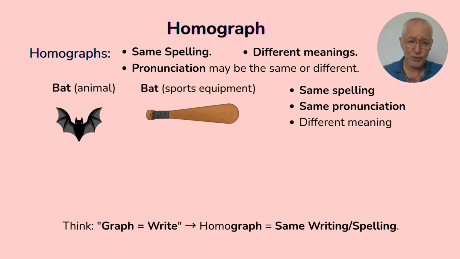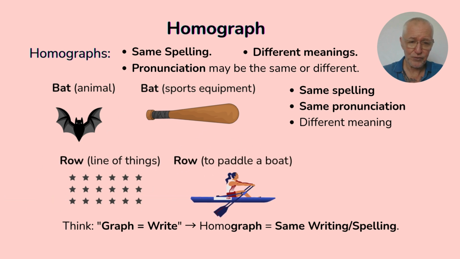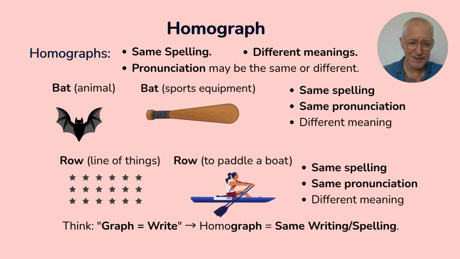The second example, row and row, spelled exactly the same, with the same pronunciation, but completely different meanings. The first row is a line of things, and the second row is to paddle a boat. So in these examples, these homographs have the same spelling, they look exactly the same, but they have different meanings, but the same pronunciation.